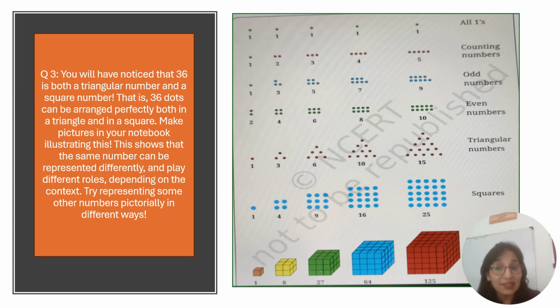So here again, this table is in front of you, which we have done in the previous slide. So what you have to do is just draw these numbers. Sum up the triangle and the square, then you will understand how many dots make the number.